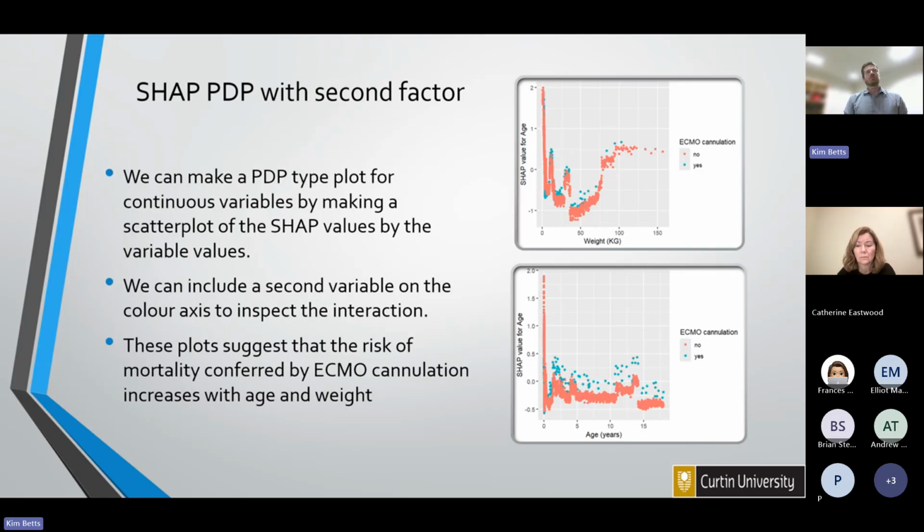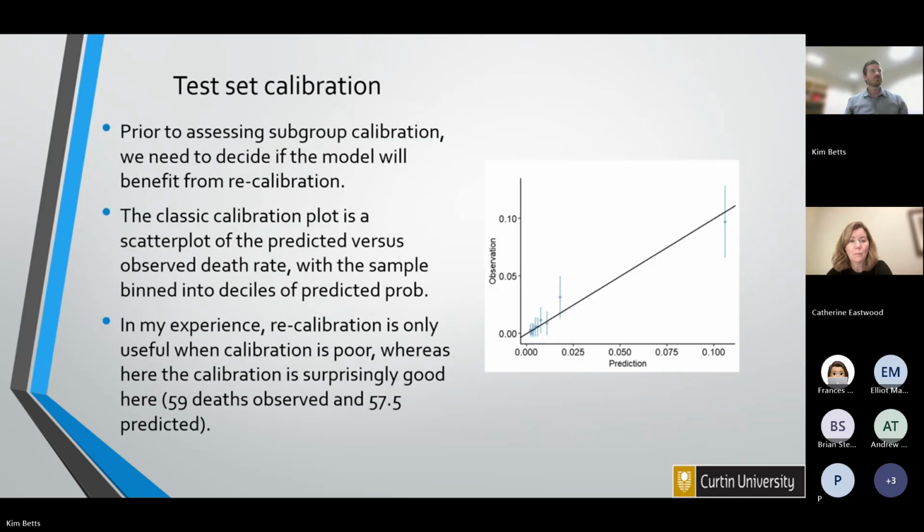What you can see, it's not that clear for weight because a lot of the blue points are hidden under the red ones. But to me, it appears that the risk of mortality conferred by ECMO cannulation grows with age. So it's not such a risk factor at a younger age, but it is at a later age. And the surgeons that have seen this seem to think that made sense. So I'll go into a lot more detail in the paper as far as model explainability, but that's where I'll leave it today.